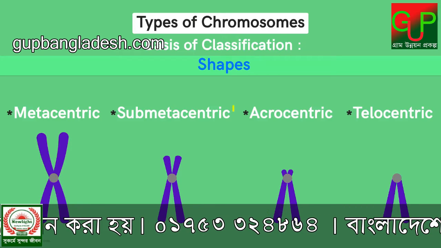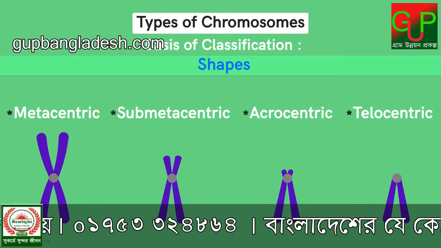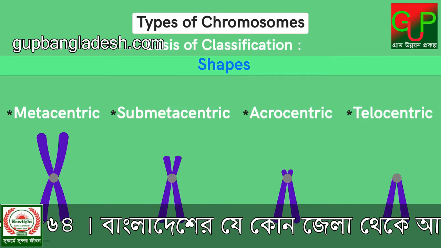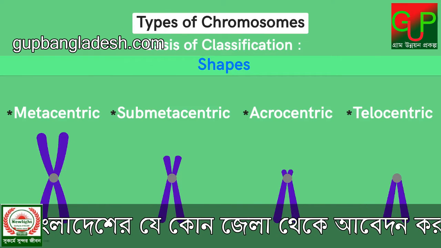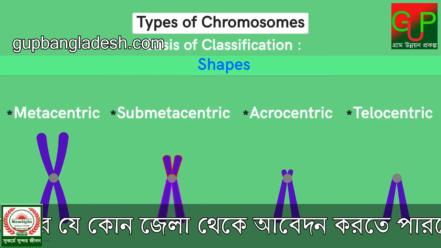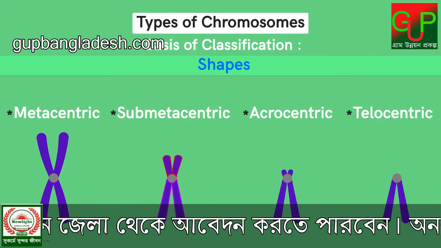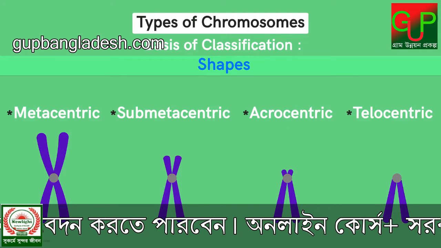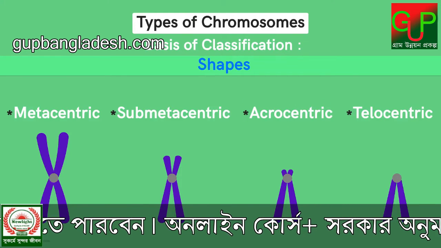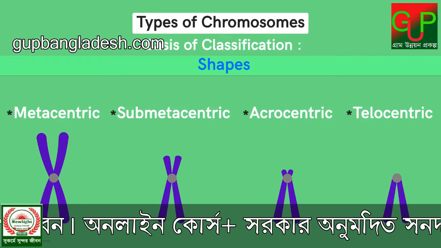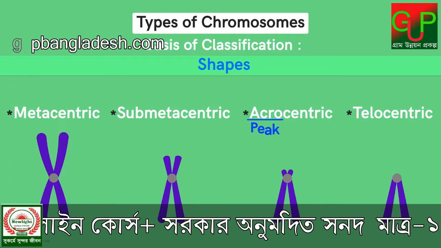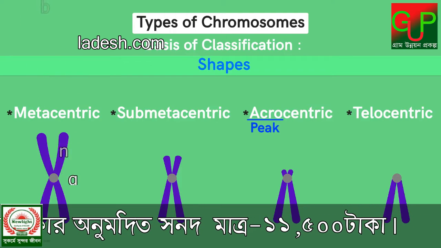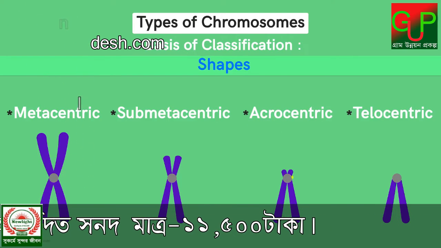Now the next type is the submetacentric. Here, the centromere is placed slightly away from the center. As a result, the two arms of the chromosome appear unequal. The next type is the acrocentric. In this, the centromere is seen almost towards the end region. The term acro in Greek relates to peak. Thus, the name acrocentric refers to the type where the centromere is near the terminal region.